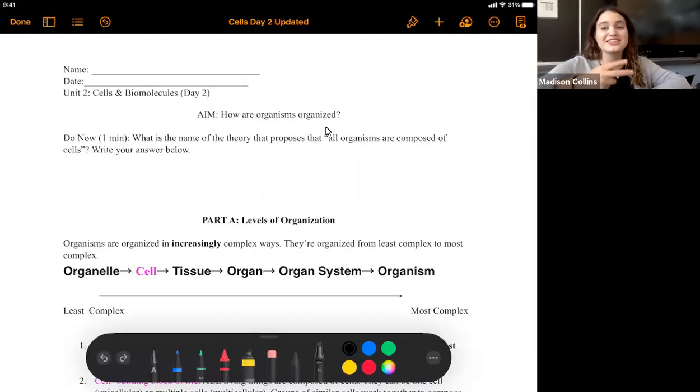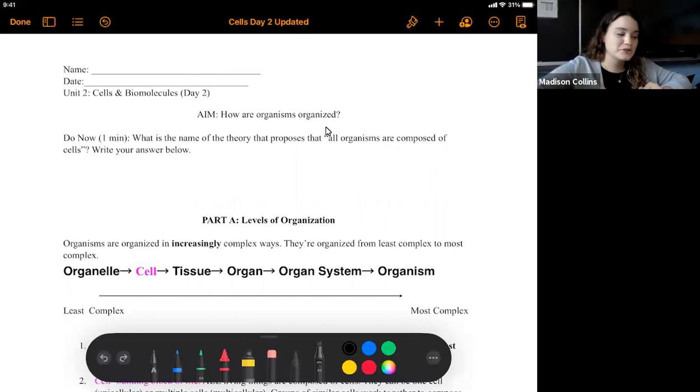We are officially on day 2 of Unit 2, so we're still talking about cells, but today's aim is going to be how are organisms organized. By the end of today's lesson, you should be able to tell me how all organisms are organized. So today's do now is a review of what we did yesterday.